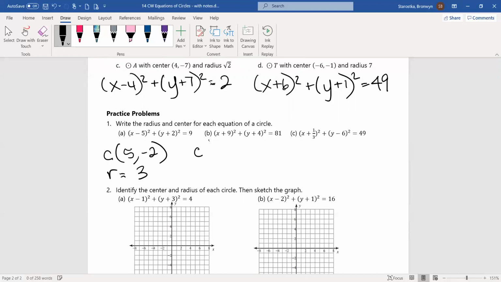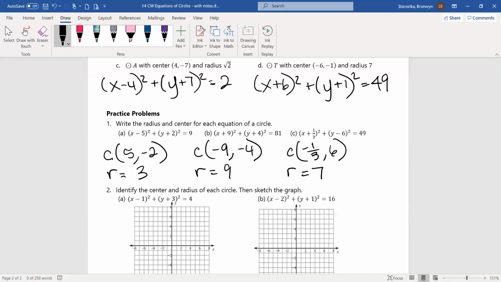Here we go. Center, opposite of positive 9, negative 9. Opposite of positive 4, negative 4. And the radius squared is 81, which means the radius is 9. Center, opposite of 1/3 is negative 1/3. Opposite of negative 6, positive 6. And if radius squared is 49, then our radius is 7.